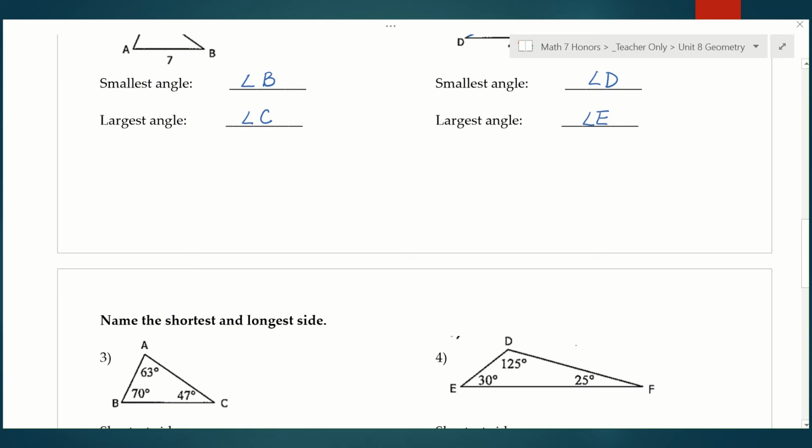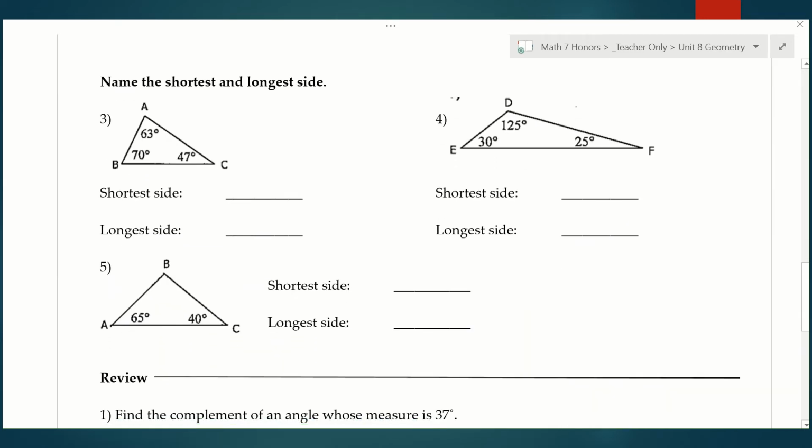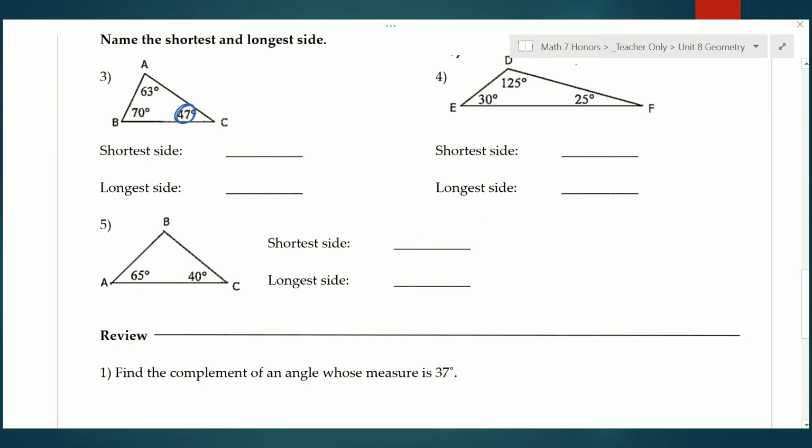Okay, turn the page. So now, instead of me giving you the side lengths, now I gave you the angles, and I'm asking you now to tell me the shortest side and the longest side. So in number 3, to find the shortest side, I first need to find the smallest angle. Okay, so the smallest angle is right here, 47 degrees. So the shortest side is the side that's across from that, which would be right here.